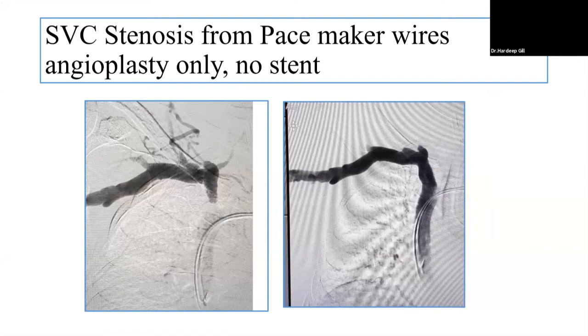Pacemaker is inserted through the subclavian vein, goes to the innominate and SVC into the right atrium. In this patient, all we could do was an angioplasty. I did not want to put a stent and trap the pacemaker wires between my stent and the wall of the SVC. So we just do angioplasties every 6 months.